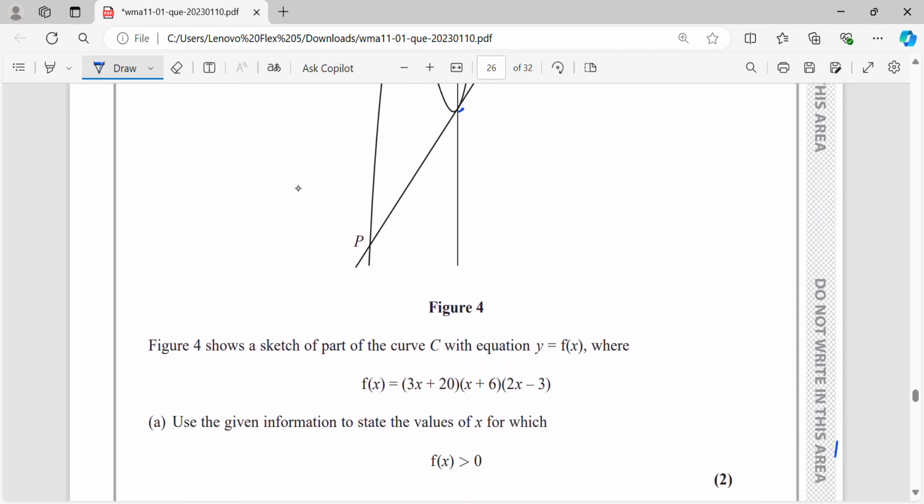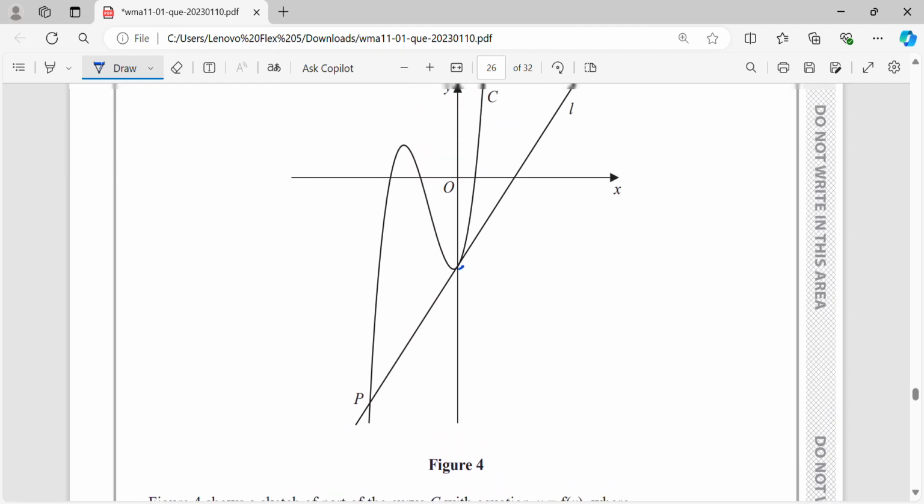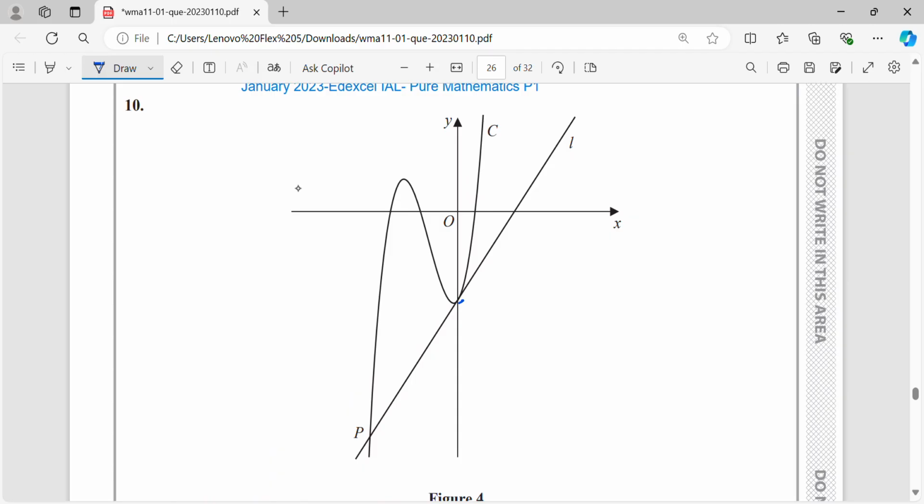Part A: the figure shows a sketch of part of the curve C with the equation y equals f of x, where f of x is (3x plus 20)(x plus 6)(2x minus 3). Use the given information to state the values of x for which f of x is greater than 0. So we know that f of x is 0 here on this line. If the question says it is greater than 0, it means above the line.